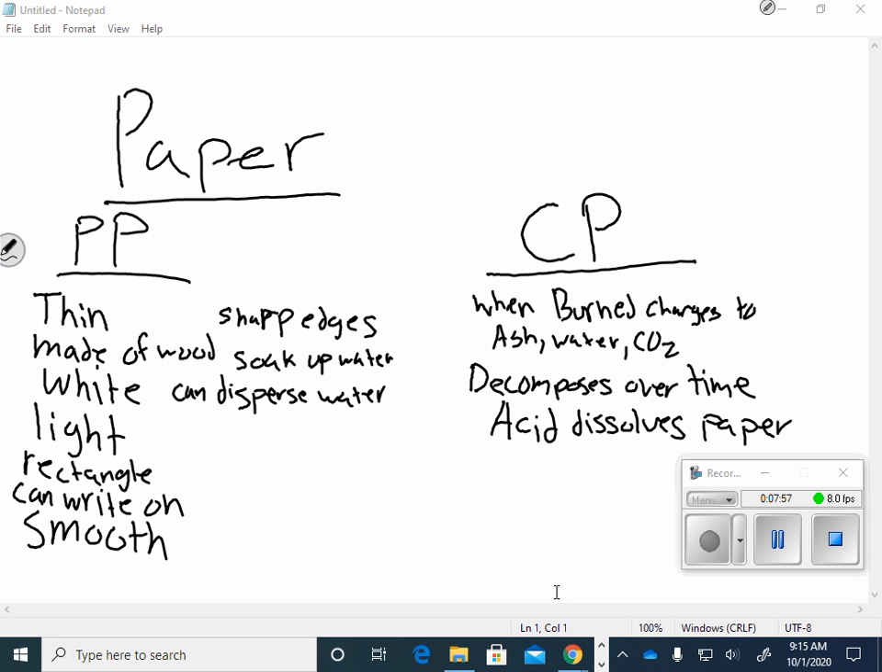Okay. So that's physical and chemical properties. Remember, a chemical property, the object or the substance has to change to something new after it's done. Otherwise, it's not a chemical property.